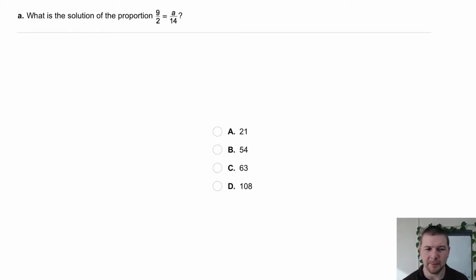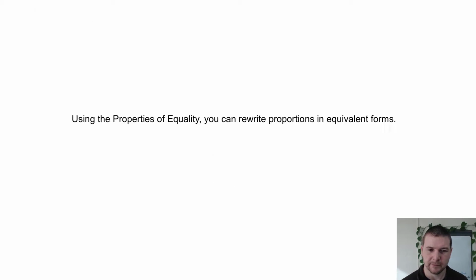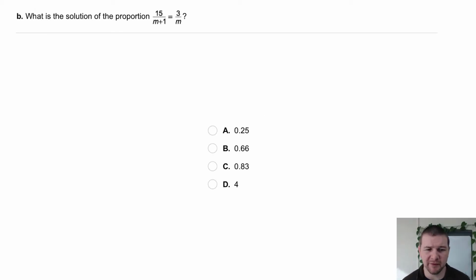Your turn. Part A. What is the solution of the proportion 9/2 equals a over 14? And part B. What is the solution of the proportion 15 over m plus 1 equals 3 over m?